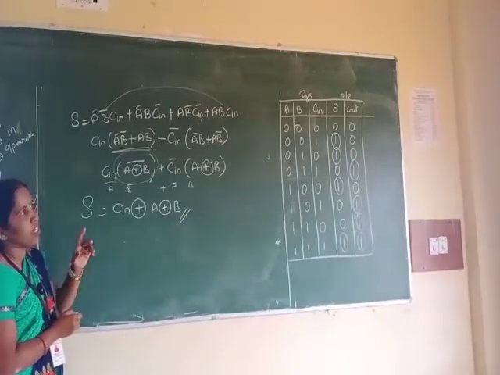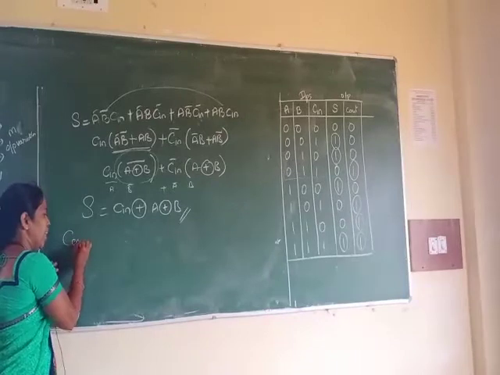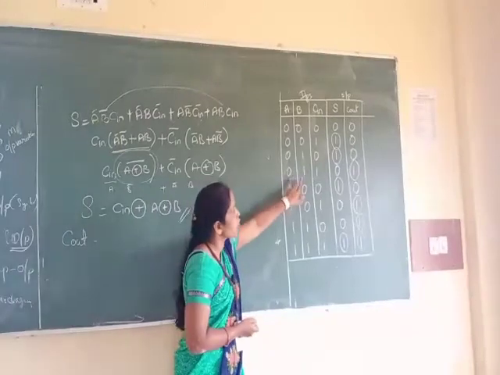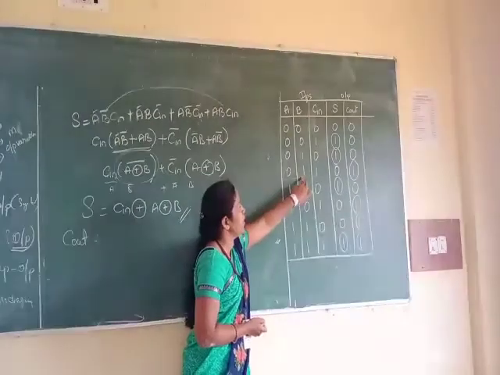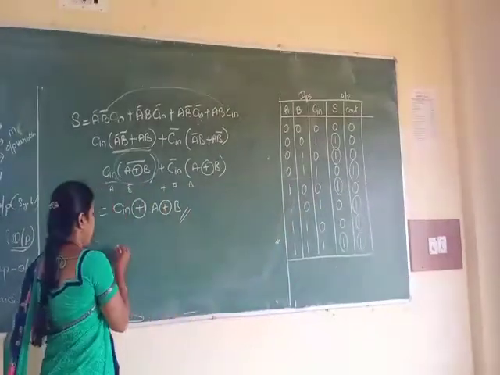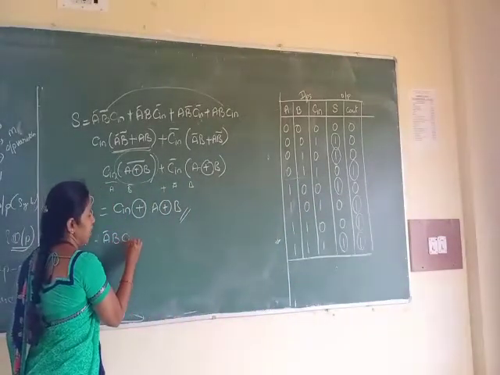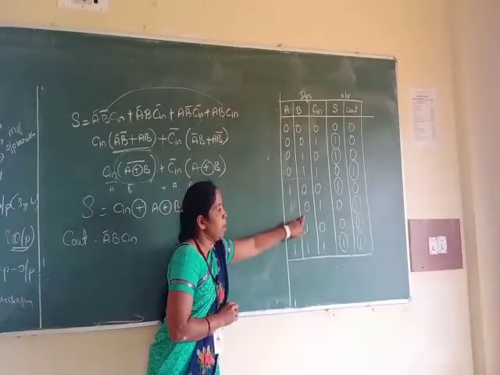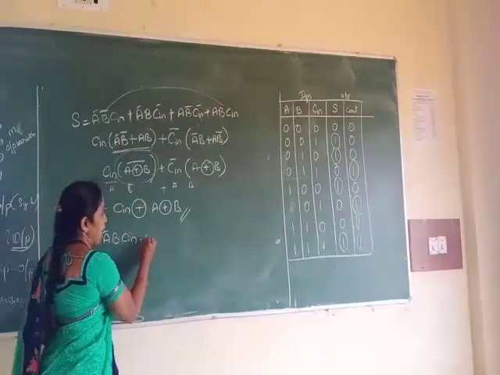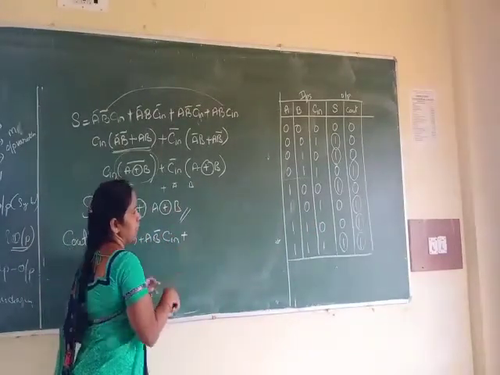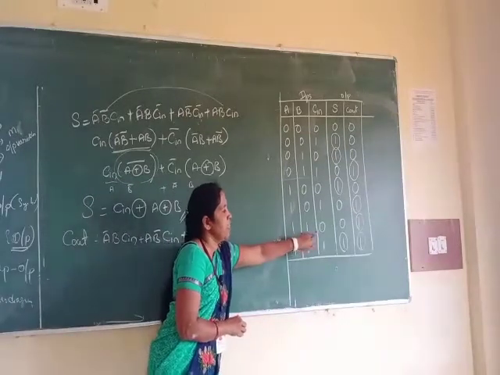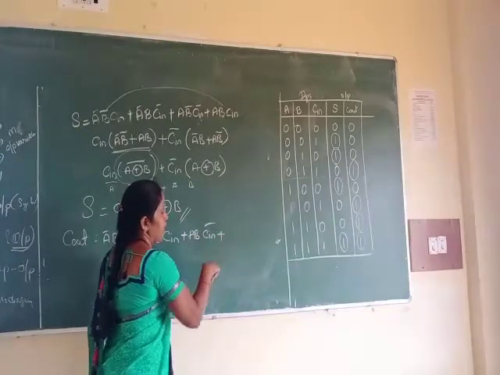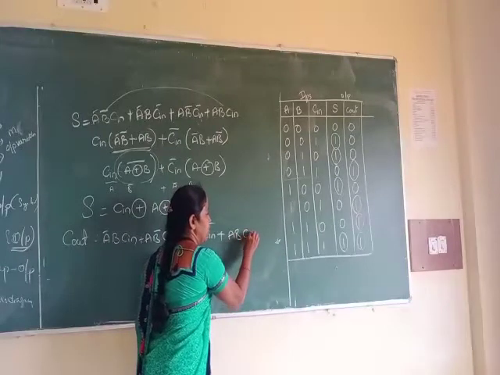Now next one you have C out. So for that C out again, wherever 1 is there, you have to consider those combinations. Now where 1 is there? So here that is A bar B C in. And next one is A B bar C in. Next case here A B C in bar. And last one is A B C in.